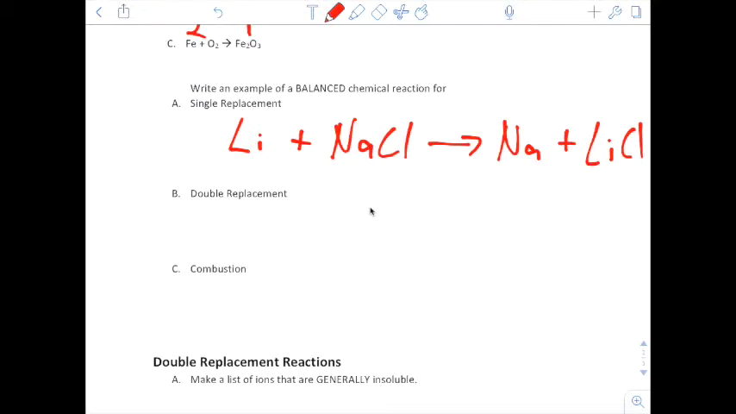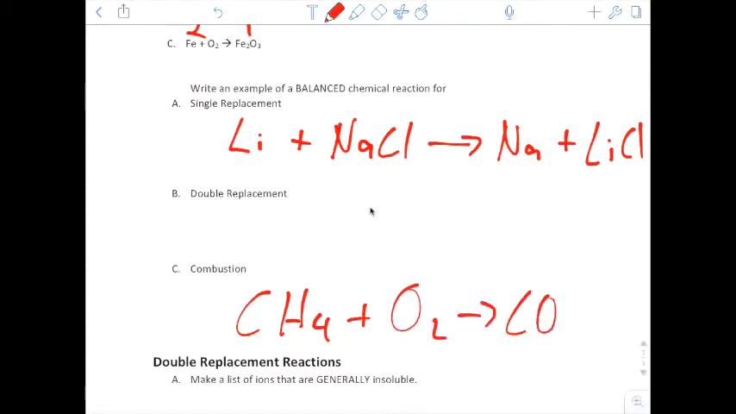Combustion reaction, I'll give you a combustion reaction. See if you can write one different than mine. So CH4 plus O2 produces CO2 plus H2O, and we need it balanced, so therefore we need to put a 2 right here and a 2 right there.